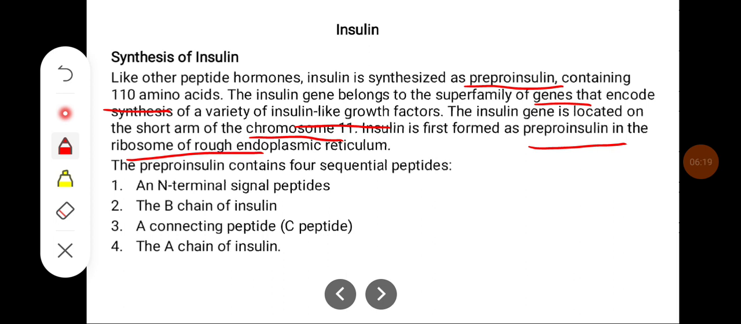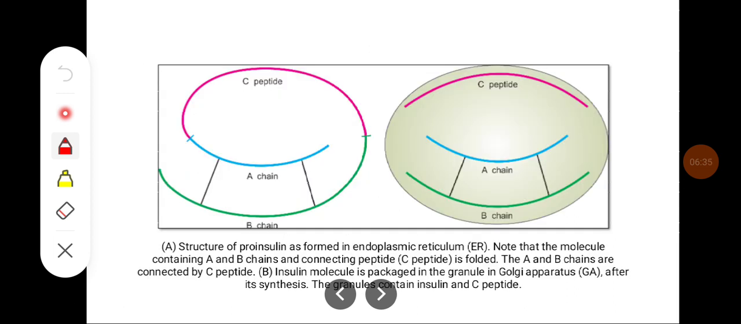The pre-proinsulin contains four sequential peptides: an N-terminal signal peptide, beta chain of the insulin, a connecting peptide that is C peptide, and A chain of the insulin. So this is a diagram showing the structure of the proinsulin from the endoplasmic reticulum. Note that the molecule containing A and B chains are connected with a C peptide.